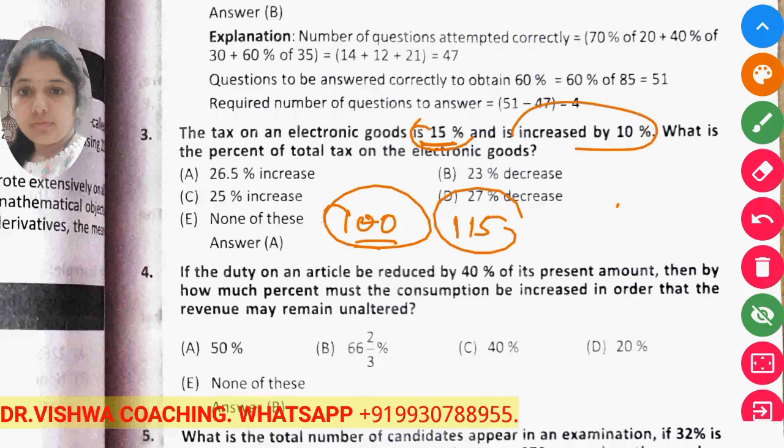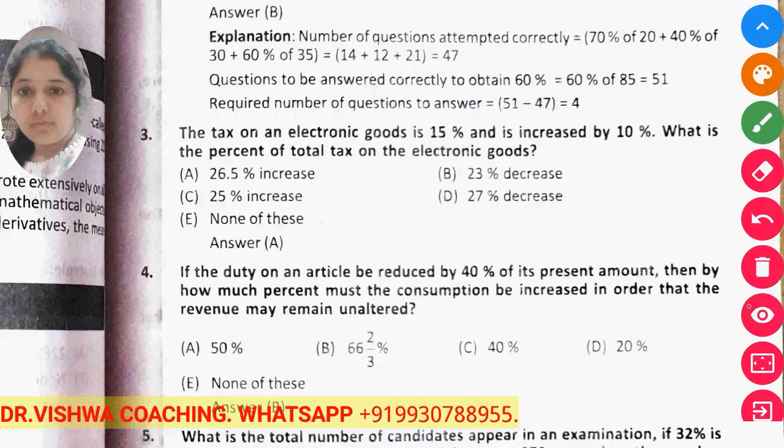Okay. Now it is increased by 10%. So 10% of 115 is 11.5. Now the total increase is how much? 15 plus 11.5 is 26.5% increase in the tax.